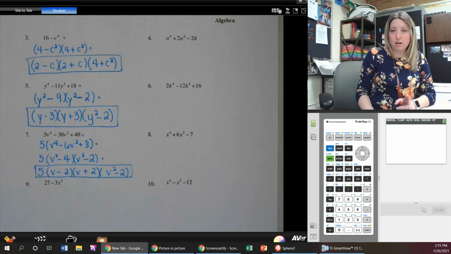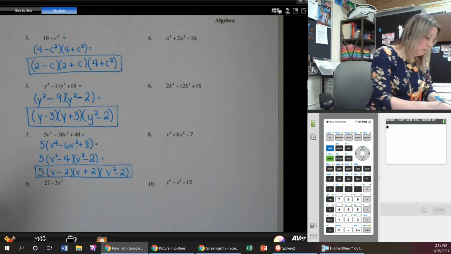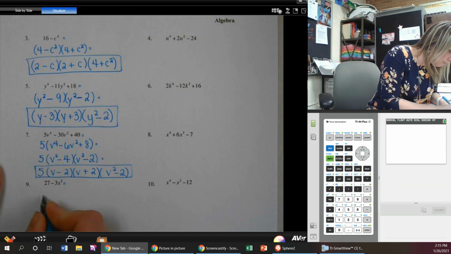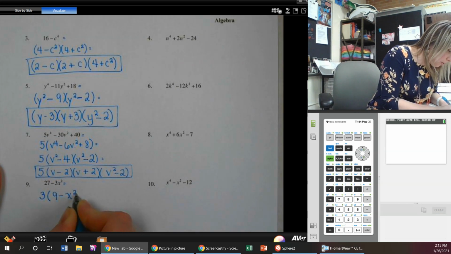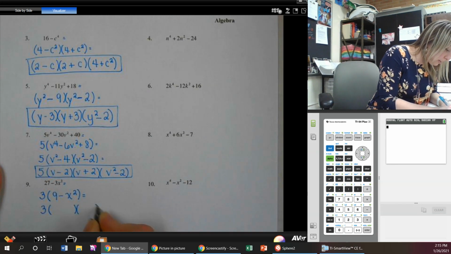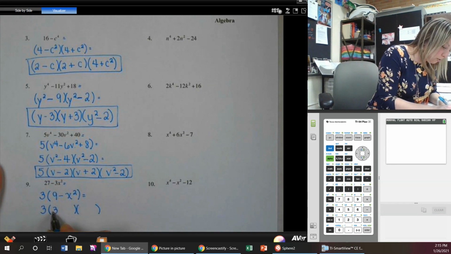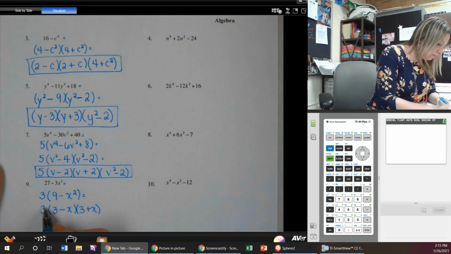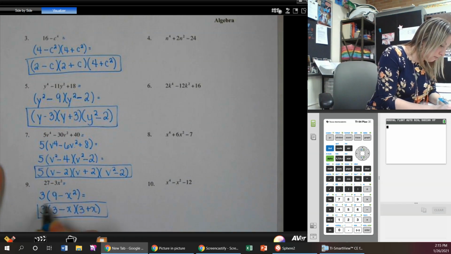27 and negative 3x squared, both evenly divisible by 3. Leaves you 9 minus x squared. Okay, dots. So bring down the 3. Then 2 empty sets of parentheses. Square root of 9 is 3. Square root of x squared is x. And different signs between them. Done. No more dots, no more GCFs.